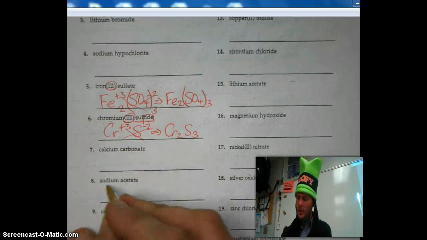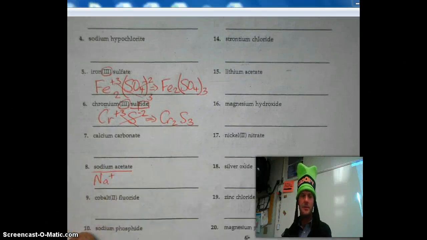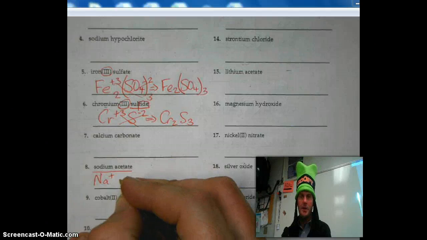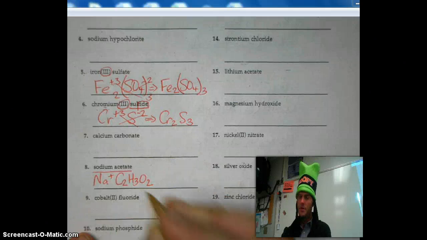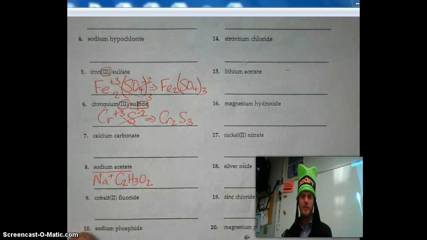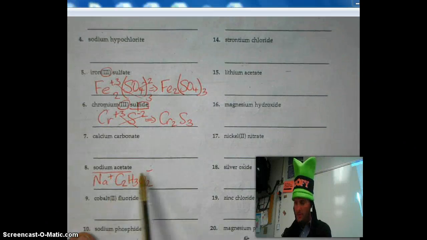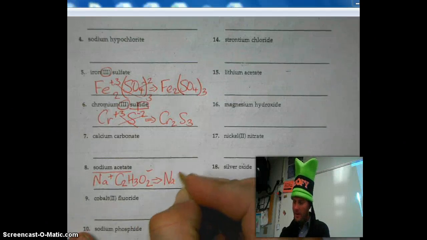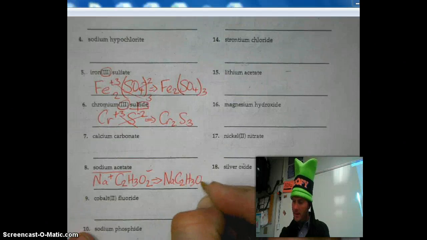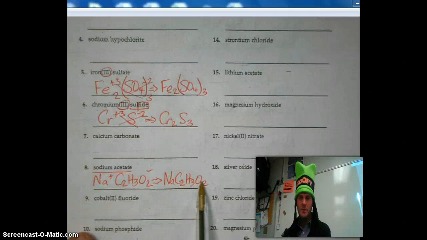Let's do this one. Sodium acetate. Sodium is Na+. Acetate, look on your sheet again. C2H3O2, -1 charge. So we know that the +1 and the -1 cancel each other out, and you can write this as NaC2H3O2.